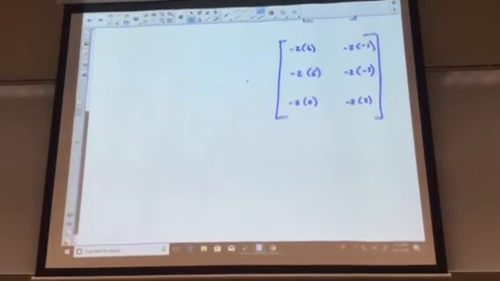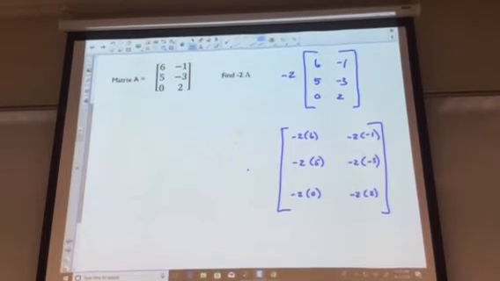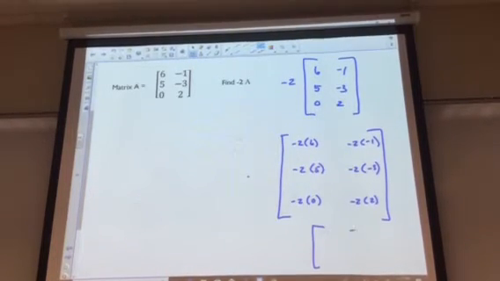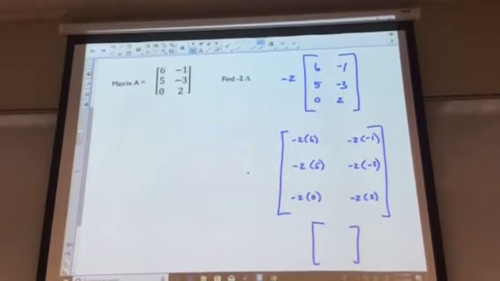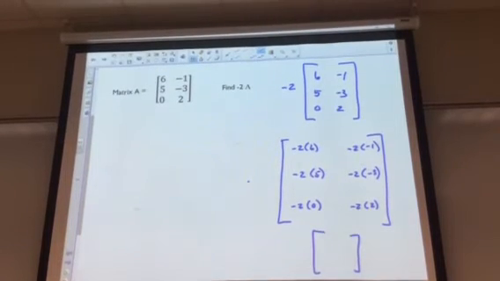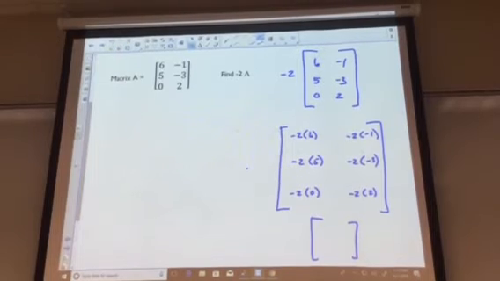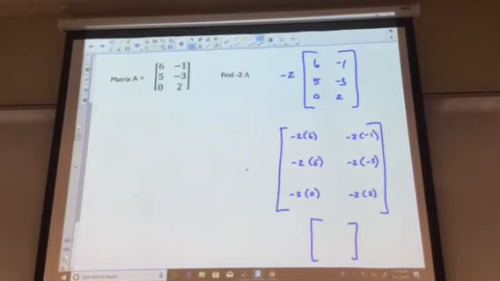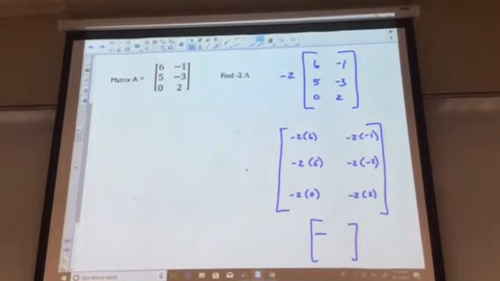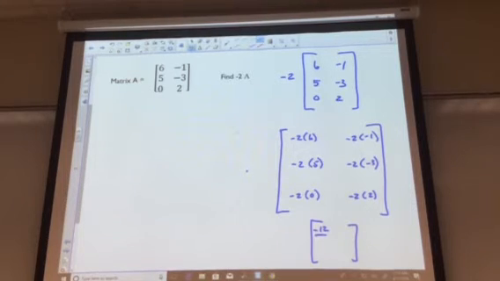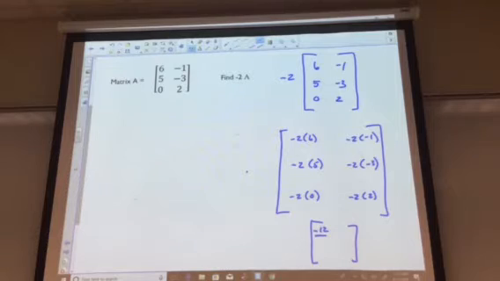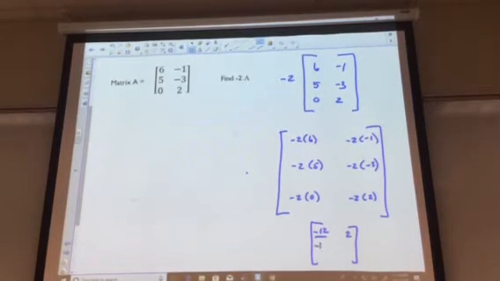Meaning that your end result of the problem, when you're finished, is a matrix that still has 3 rows and still has 2 columns. What will be the value in the upper left-hand cell? Negative 12. Upper right-hand cell? Positive 2. Middle left-hand cell? 10. Middle right-hand cell?